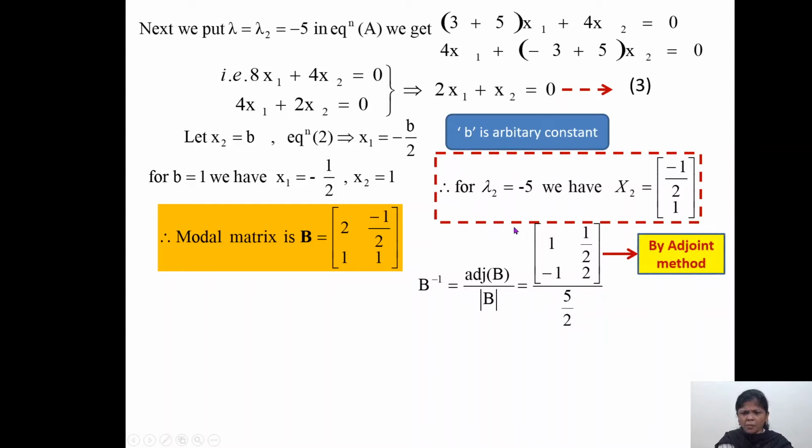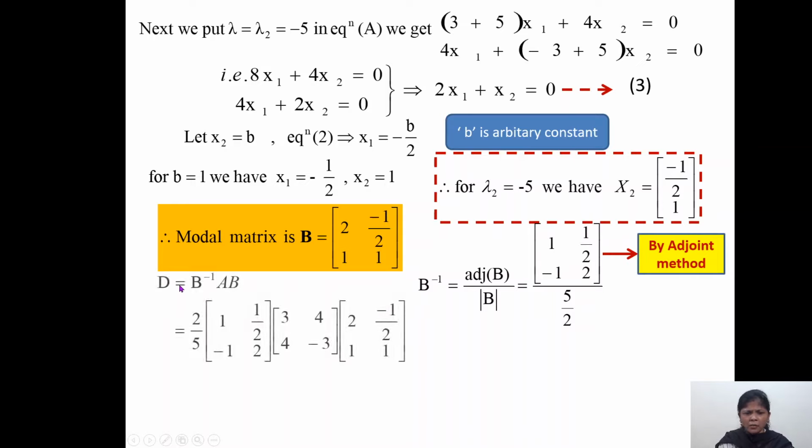Here I am using the adjoint method to obtain B inverse. Now D is B inverse AB, so put in B inverse. I can write 1 by 5 by 2 as 2 by 5 times this matrix. Then A is given, B is also there. We'll first multiply the last two matrices. You can multiply any two matrices, but for the sake of simplification, I generally multiply the last two matrices. Multiplying these two matrices, we get the resultant matrix in this way.